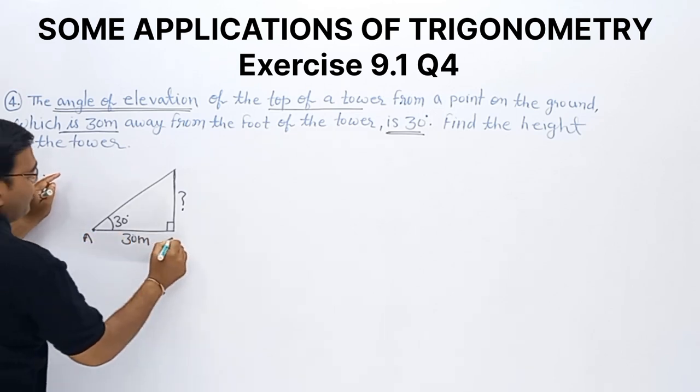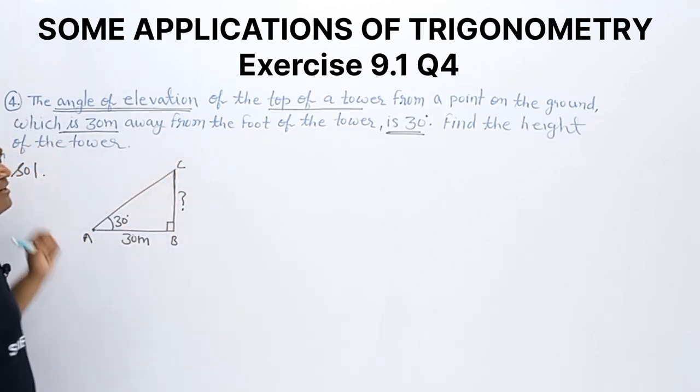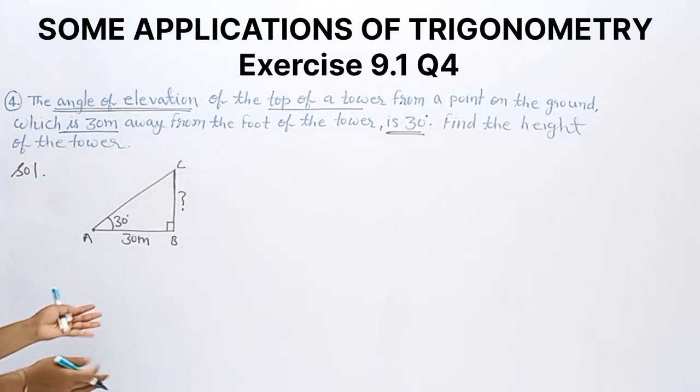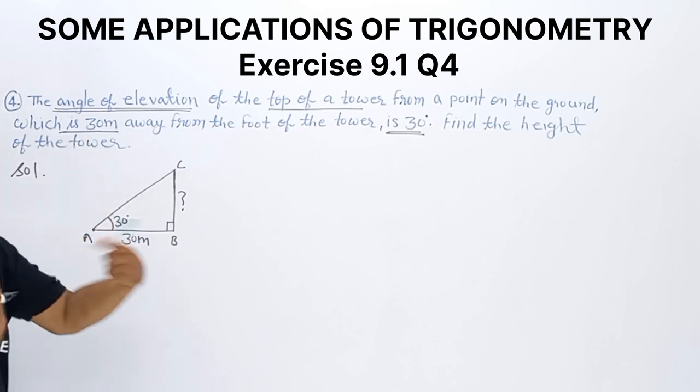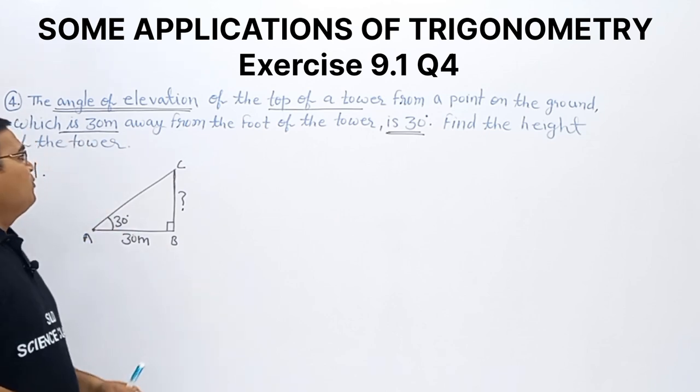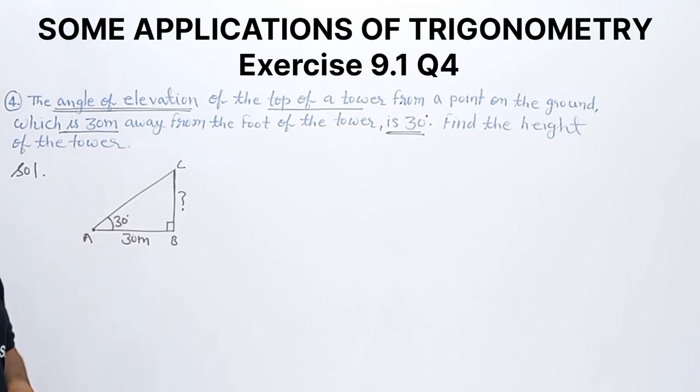I am writing its name. ABC is a right triangle. First, the answer we can easily find, no problem. But the concepts we should understand. Then only we can find the solution.